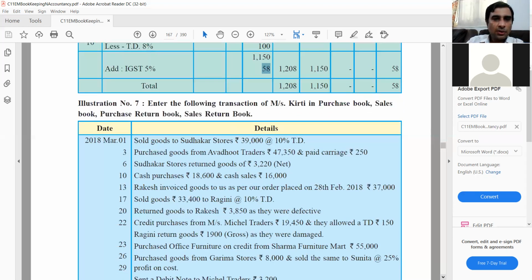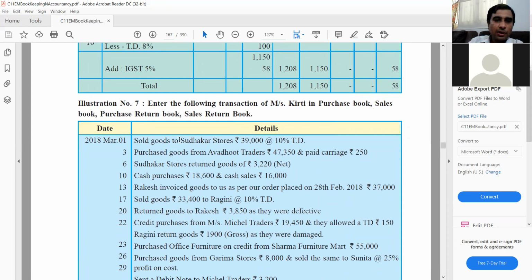Now we have: record the following transactions in Messrs Kirti in purchase book, sales book, purchase return, and sales return. So you see, you have to record all the 4 books over here, and you can't say that this is not a purchase entry. You have to. So sold goods to Sudhakar stores, 10% rate discount. So 39,000 minus 3,900, right? So that will be 35,100.